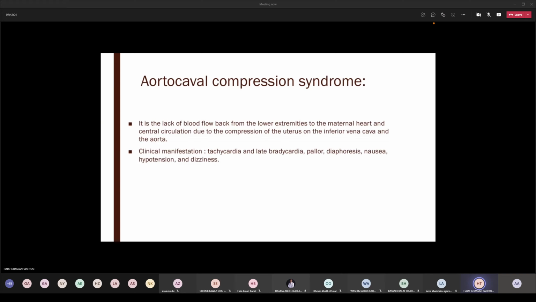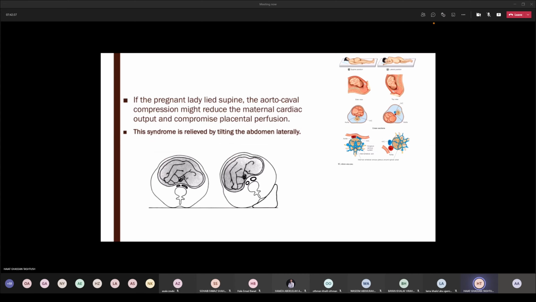So the definition of this syndrome is the lack of blood flow back from the lower extremities to the maternal heart and central circulation due to the compression of uterus on the inferior vena cava and the aorta. اللي بيصير عنا إحنا إنه بيصير في عنا decrease in the venous return and in diastolic volume and stroke volume. So the clinical manifestation of the syndrome is the tachycardia, late bradycardia بالأخير بيصير في عنا bradycardia, pallor, diaphoresis and nausea و hypotension و dizziness.